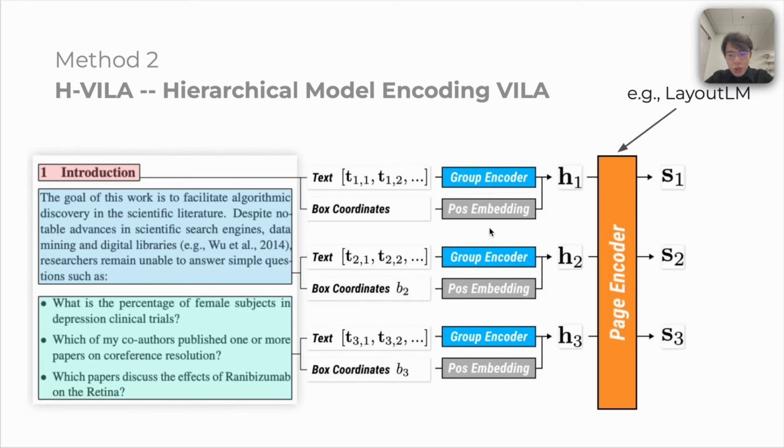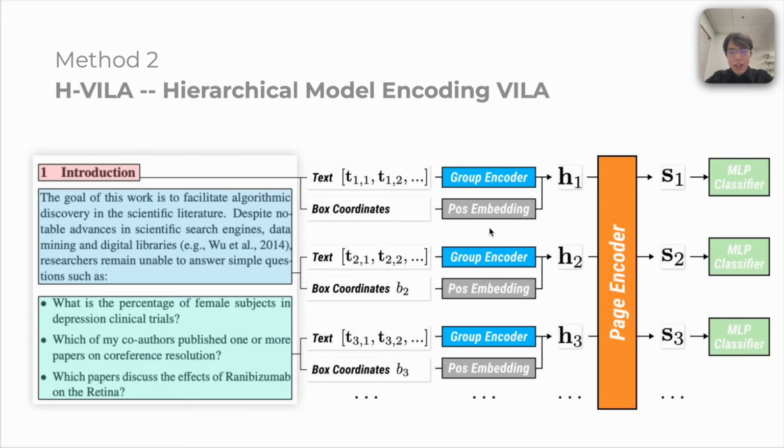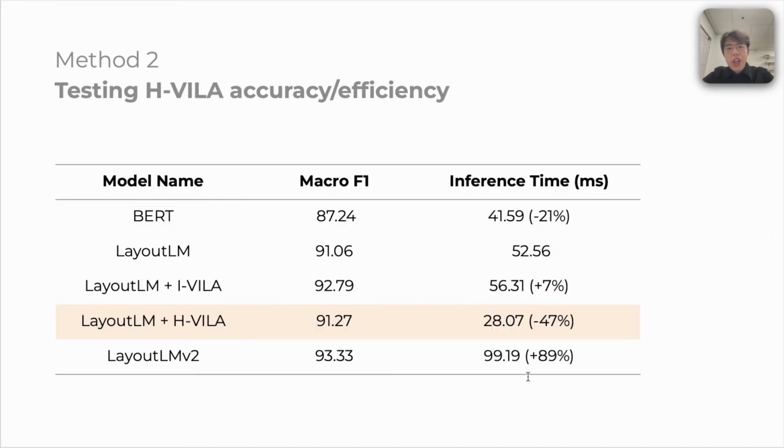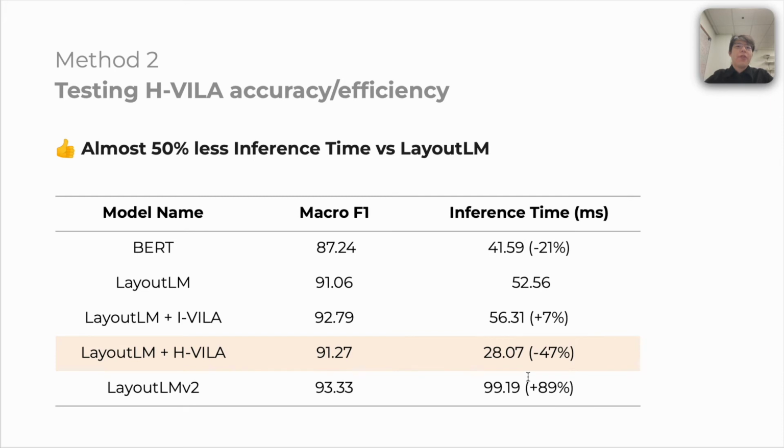Subsequently, we will use a page encoder, something like an LLM, to encode all the group representations H into the latent representation S. And finally, we'll send this S into the classifier to classify the semantic categories. And the group category will be assigned to each token as the token level semantic category. We compare HVILA with other types of models. Compared to LLM, HVILA was able to reduce half of the inference time when using the text block VILA groups, and the macro F-score is almost the same.